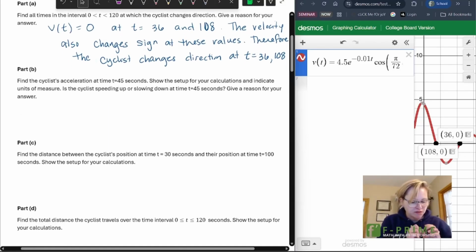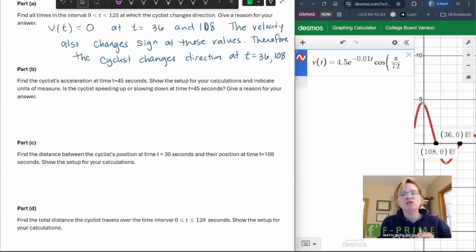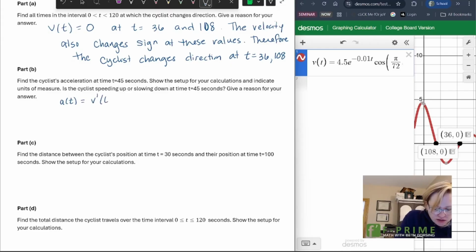Find the cyclist's acceleration at time t equals 45 seconds. Show the setup and the calculations and indicate units of measure. Now, the acceleration is the derivative of velocity. And if I think it, I write it. So a of t is equal to v prime of t. Therefore, a of 45 is going to be v prime of 45.